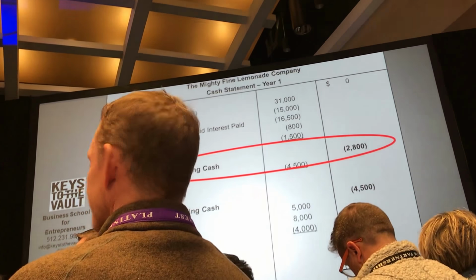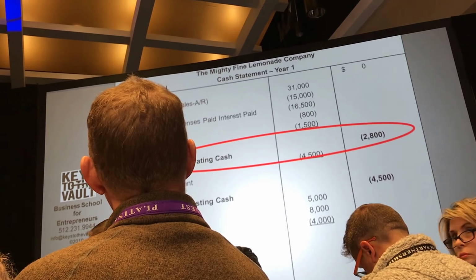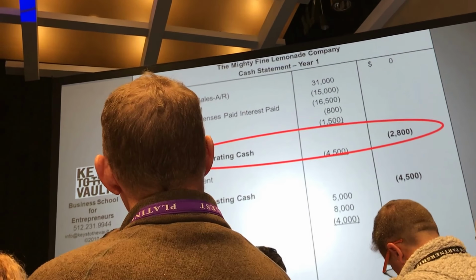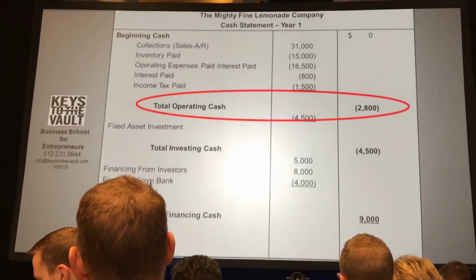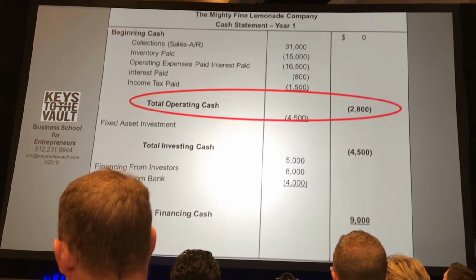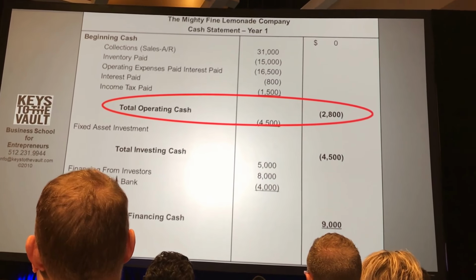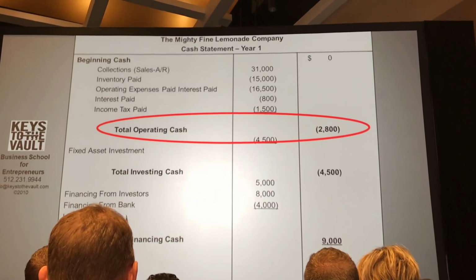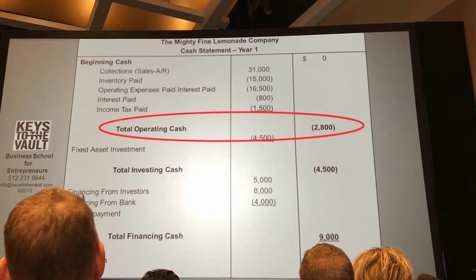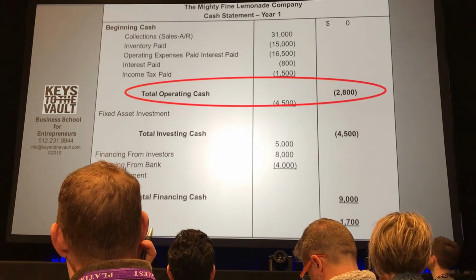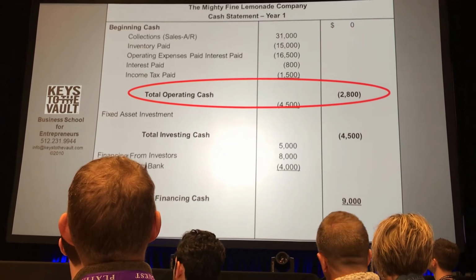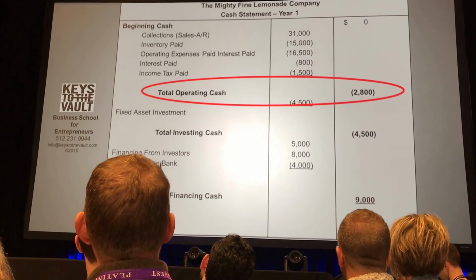17,200 of profits. In theory, we had 17,200 of profits, and when we look at our bank account and where the cash came from, the operating cash is negative 2,800. 17,000 of profits, negative 2,800 in cash.